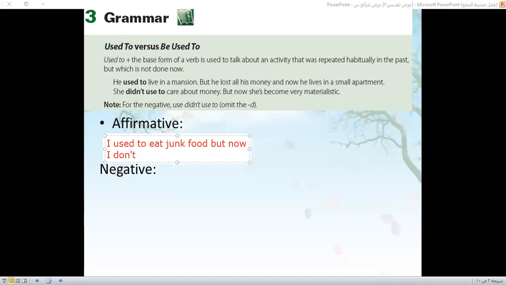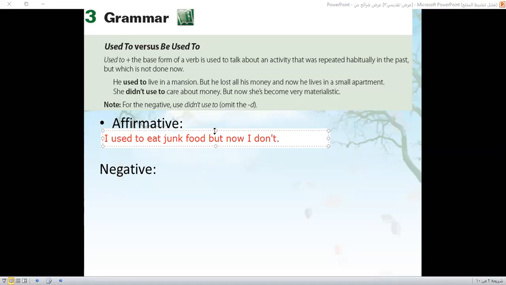Very good. So I have two situations, one in the past and one which is now. I used to eat junk food. Do I eat junk food now? No. So this is the meaning of used to. This is how I use used to. Can someone tell me the meaning in Arabic? Used to? What is the meaning in Arabic? أعتاد. Yes, very good. Did you hear the meaning in Arabic, Thalith?